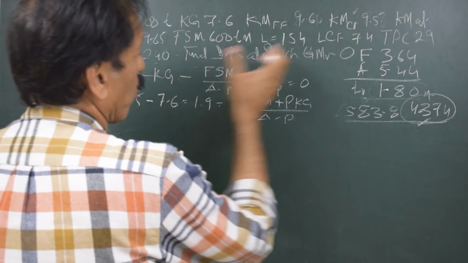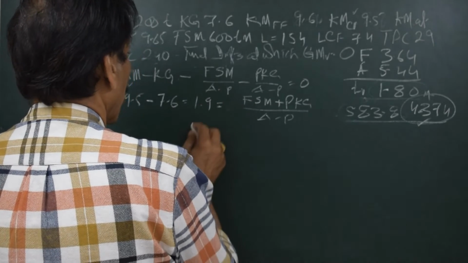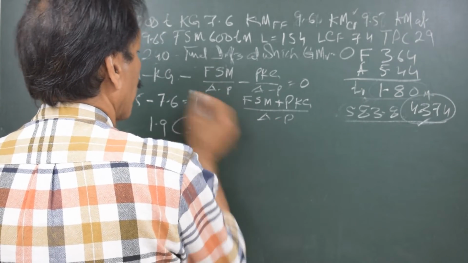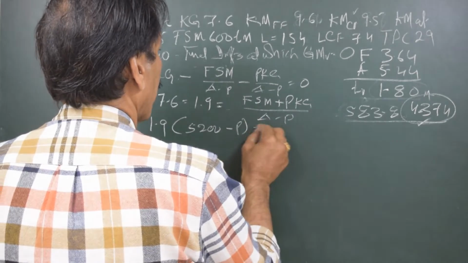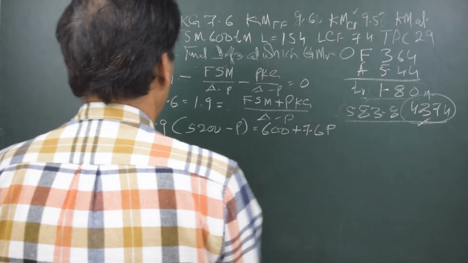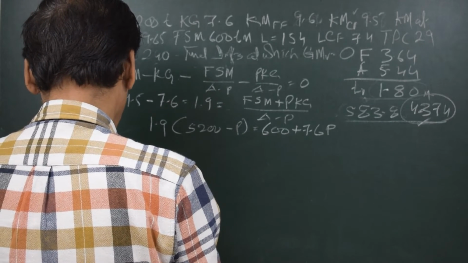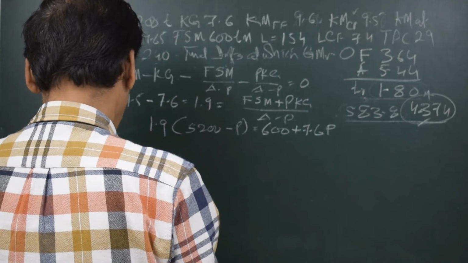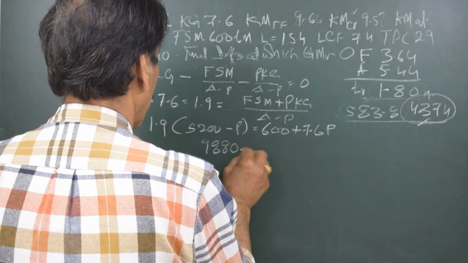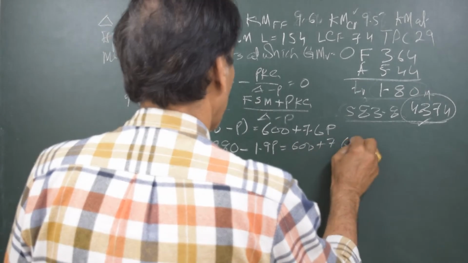That is because this expression, when it goes on the other side, would become positive, and the equation would be like this. So 1.9 into 5200 minus P gives me FSM 600 plus 7.6 into P. So 5200 into 1.9 is 9880 minus 1.9 P is equal to 600 plus 7.6 P.